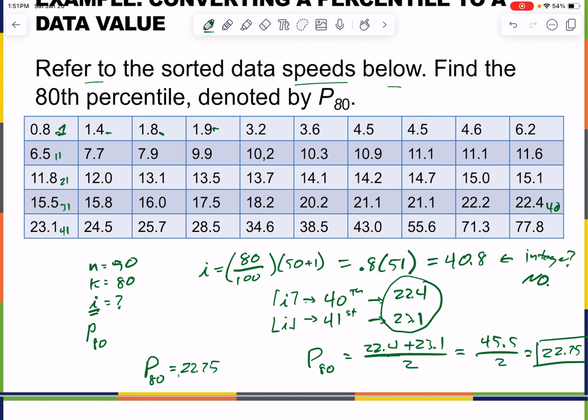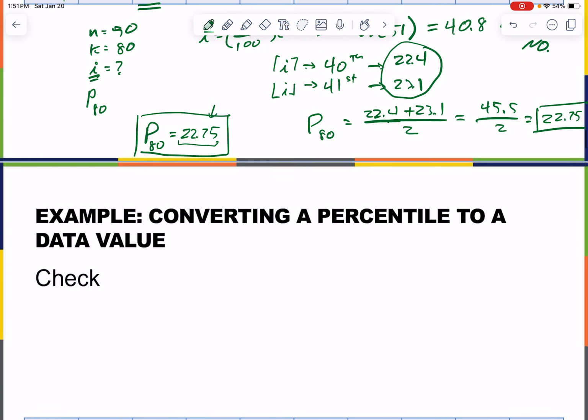Now, is this rounded correctly? And the answer is yes. All of the data in this data set is rounded to the 10th place. Generally speaking, when we're doing statistics, we're going to round one more than the data. And so this is rounded to the 100th place, and that's exactly what we want. So there it is, 22.75. Now, let's look and see what the interpretation is.